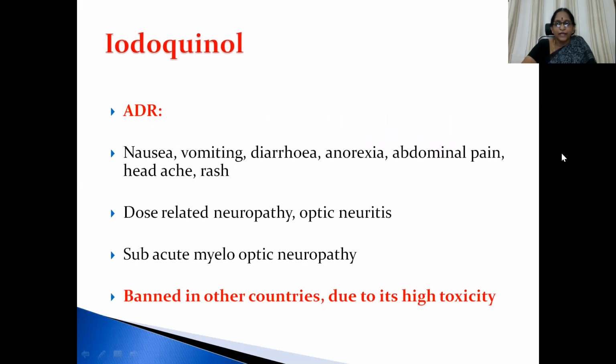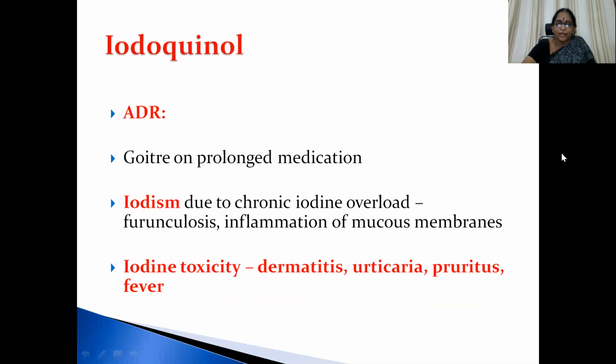ADR: the patient comes back to you with complaints of nausea, vomiting, diarrhea, the way you generally describe NVD for every drug. Anorexia, abdominal pain, headache, rash. Then dose-related neuropathy, optic neuritis, subacute myelo-optic neuropathy. This is a little bit of a severe ADR which we need to pay attention to. Because of this intensified ADR, this molecule is banned in many countries because of its high toxicity. Then goiter on prolonged medication.